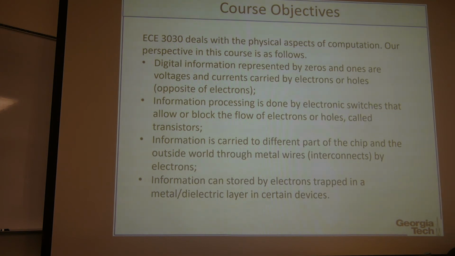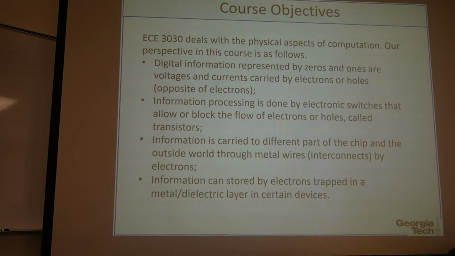And also, we need to understand the information in the system is carried to different parts of the chip and the outside world through the metal wires. And we call those metal wires interconnects. So those metal wires are going to communicate different parts of the chip or communicate this chip with the outside world. So this is through the interconnect, and this is done by the metal wire. We are going to have some discussions about the interconnect in this course.